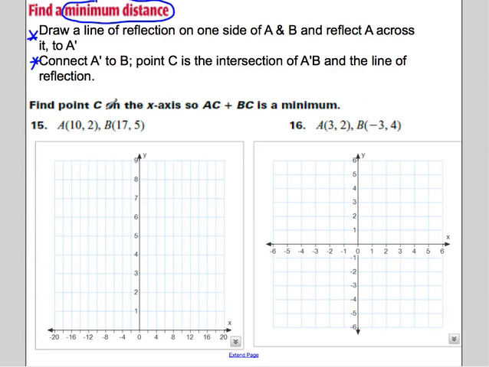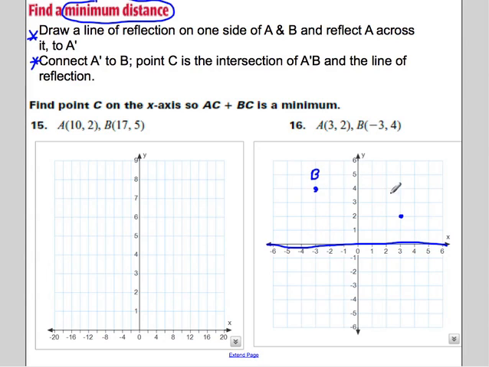It says find the point C on the x-axis so that AC plus BC is the minimum. I'll give you some sort of scenario here in a little while, but the idea here is that we're going to reflect over the x-axis. So again, here's the x-axis. Good idea to be able to identify that. We'll identify both these points: A is over 3 up 2, looks like this. B is -3 up 4, so that's this guy right here.